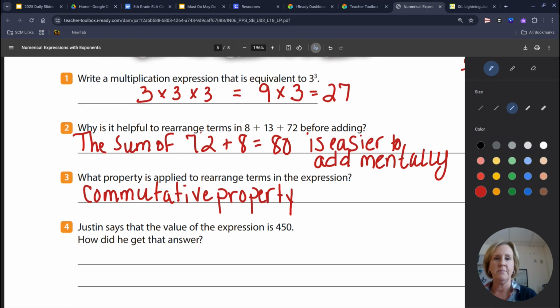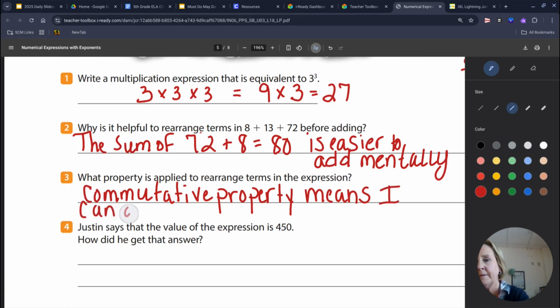The commutative property means I can add in any order and get the same sum.